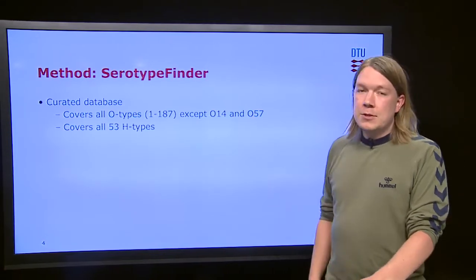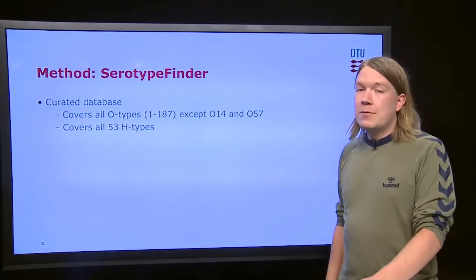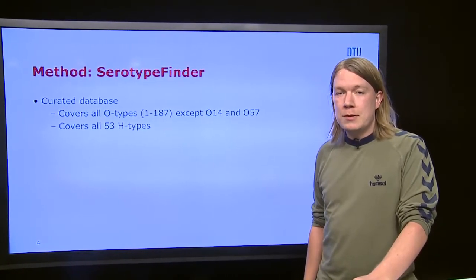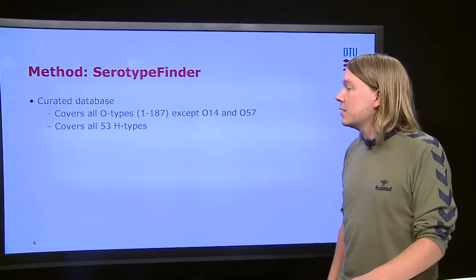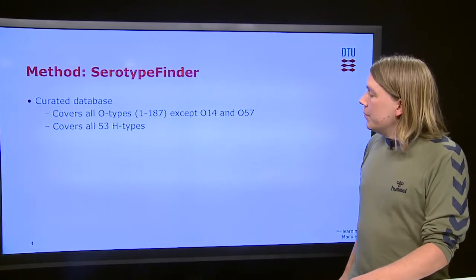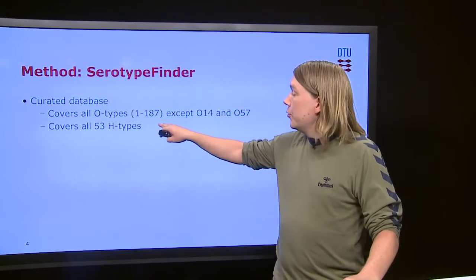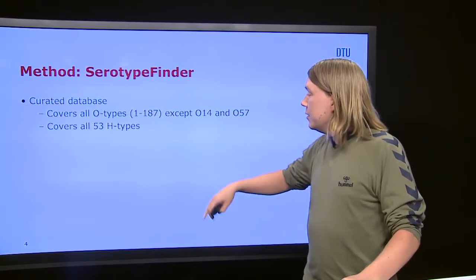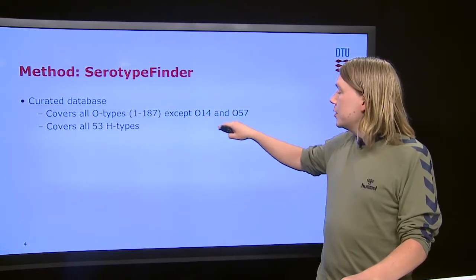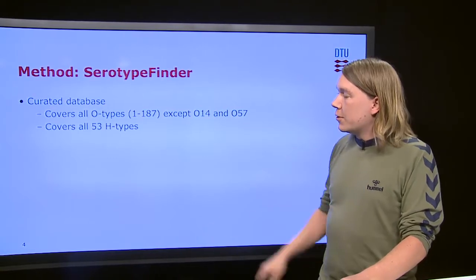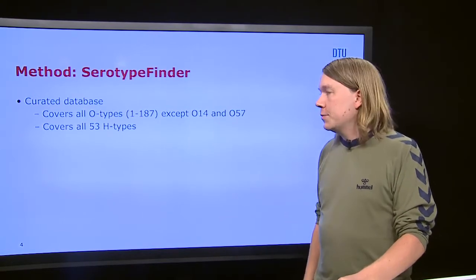So the database is a curated database. It's curated by Flemming Scheutz at the Danish public health institute, SSI. And currently it covers the O types 1 through 187, with the exception of O14 and O57, and it covers all 53 H types.